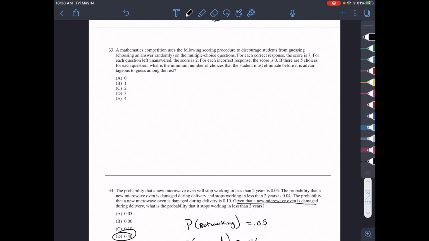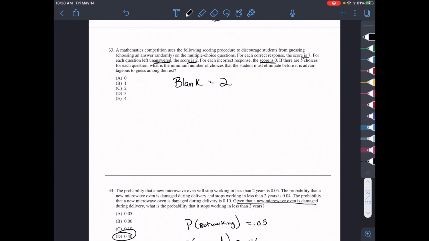I also want to clarify number 33, and it's because in our explanation, I neglected this fact. For each correct response, the score is 7. For each question left unanswered, the score is 2. For each incorrect response, the score is 0. So if I leave the question blank, I would get 2 points. And so this is the number that I want to compare my scores to.